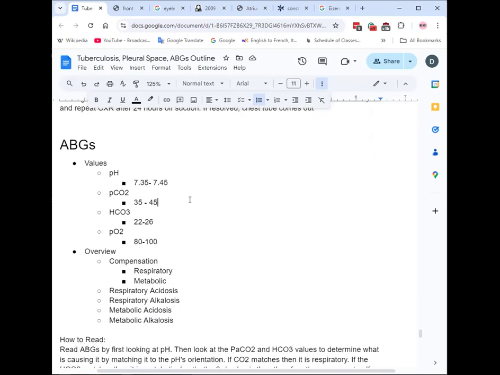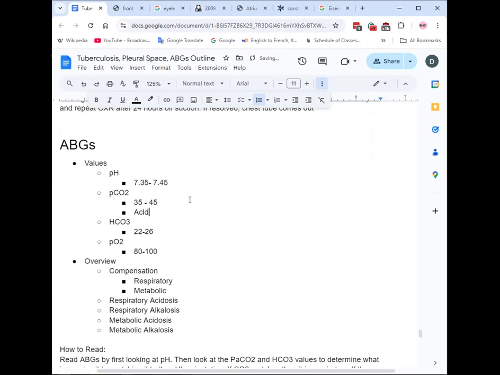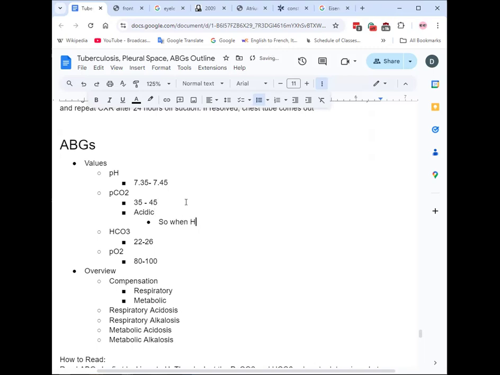So when it comes to CO2, CO2 is considered acidic. So when it's high, it's acidic because that's its attribute. I think there's a shorthand way, I don't know what it was called. Was it called ROME? That might be what it's called, ROME.